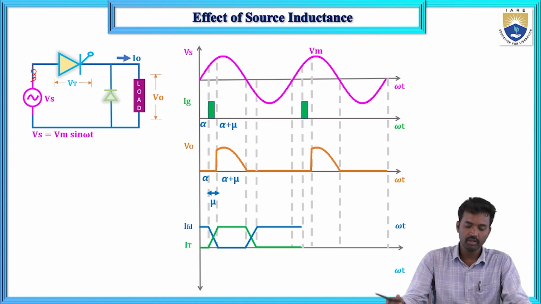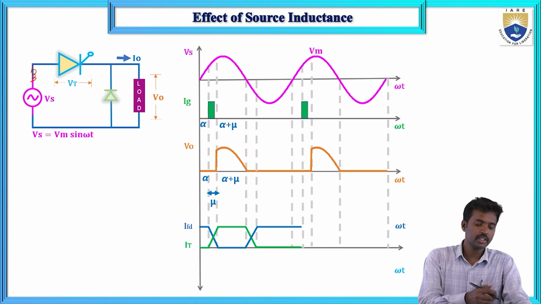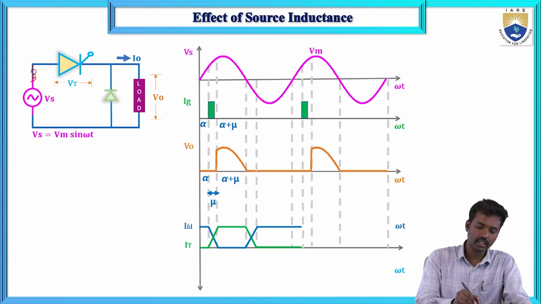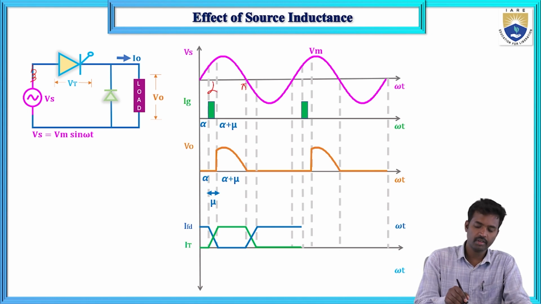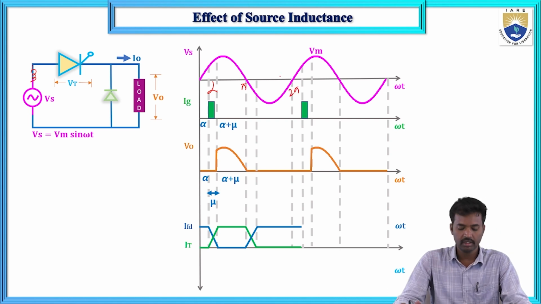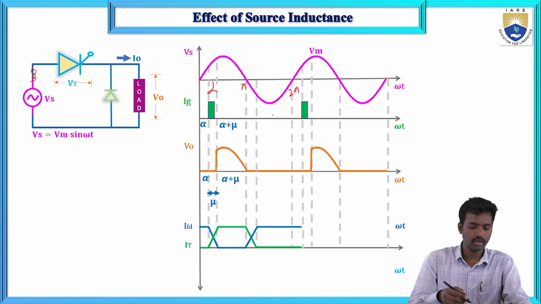Without inductance, if you give the AC supply to the SCR, the SCR will conduct from alpha to pi, and from pi to 2 pi the freewheeling diode will conduct.